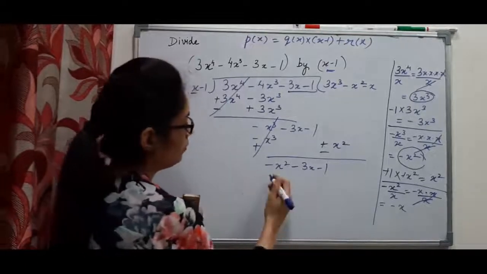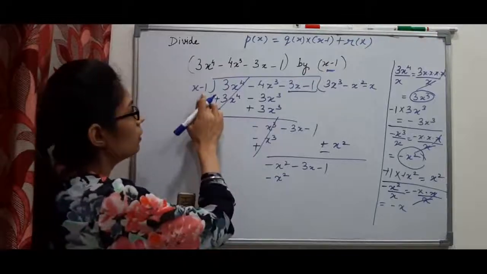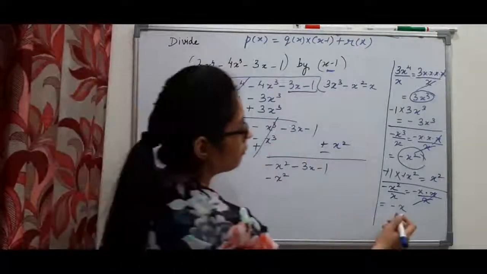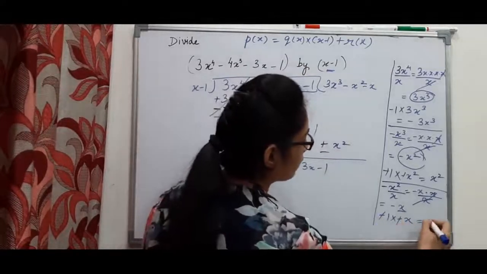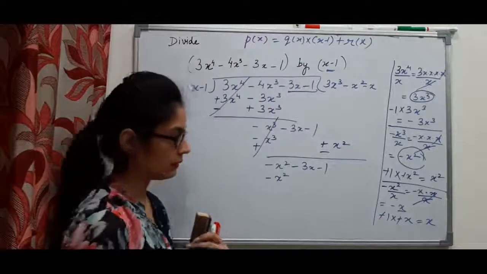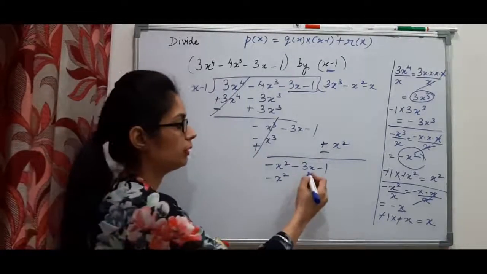So here the first term will always be the same. Now this second number, you have to multiply with this. Minus 1 into minus x, the minus and minus signs will get cancelled, I am left with x. So you have to see which term has variable x. So this one, minus 3x.